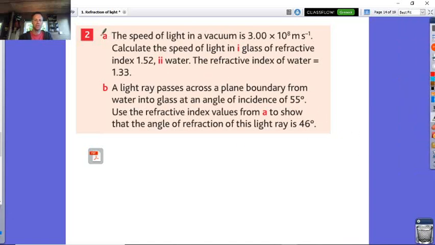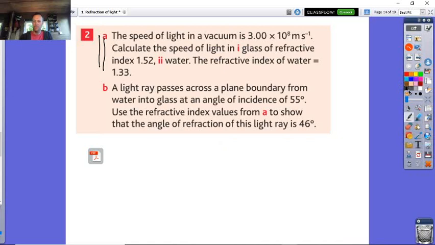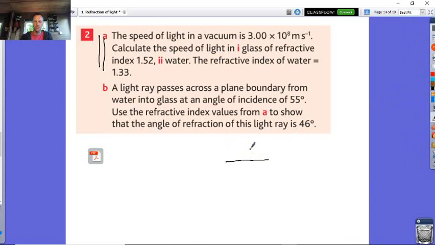Now, I'm not going to bother with this part here. These you'll find in some of the questions, and they're on the next page or so. Yeah, they're on page 192. This bit we've done already is about working out the speeds going through. But the bit I'm interested in, this bit here, is, first of all, in this question, you've got light travels from a boundary from water into glass. So here's going to be your normal.